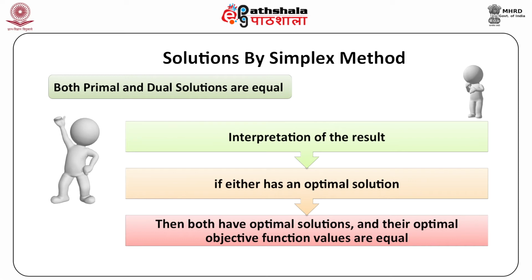Interpretation of this result: for any primal dual pair of linear programs, if either has an optimal solution, then both have optimal solutions and the optimal objective function values are equal. This is called the weak duality theorem.